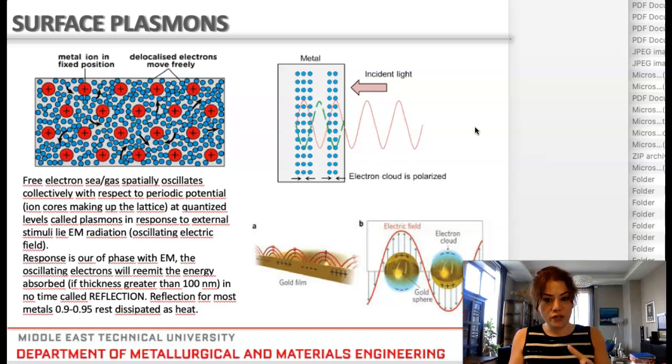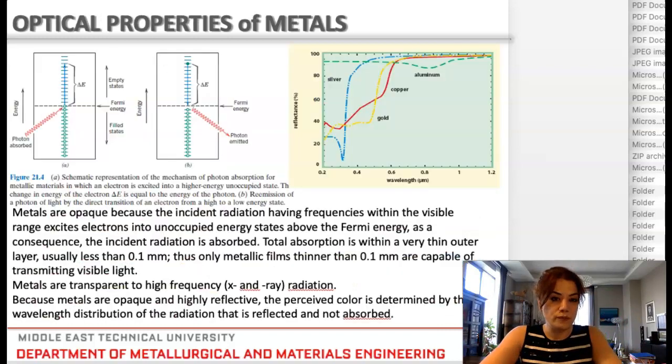So with this reflection, 95% of the incoming light is reflected back, and the rest of it, 5 to 10% for metals, goes into heat, thermal radiation in the material. We're going to see that in the thermal properties section. But let's take a look at different metals' reflection spectra.